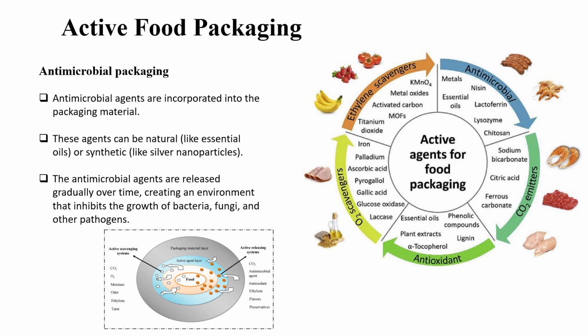and metal oxides. In this diagram we will see that the active agents are incorporated into the packaging material. For example, the oxygen scavenger is incorporated. These oxygen scavengers absorb the oxygen from the package, preventing food from spoiling too fast. The second is the ethylene scavenger, which slows down the ripening process in fruits and vegetables. And the CO2 emitters help in maintaining the right gas balance in the package. So this is about the antimicrobial packaging.